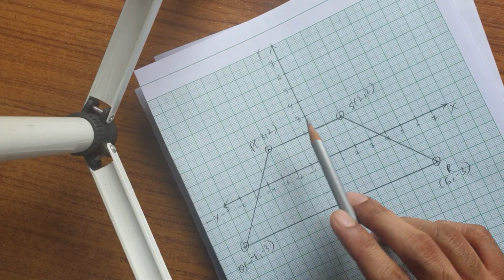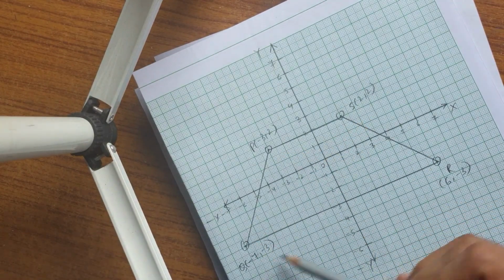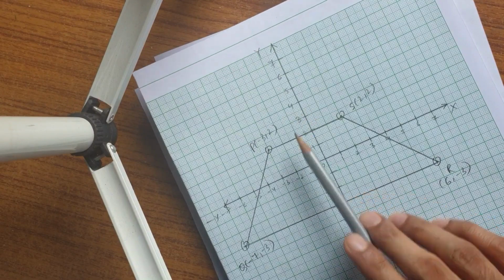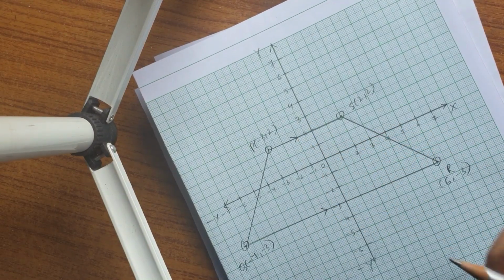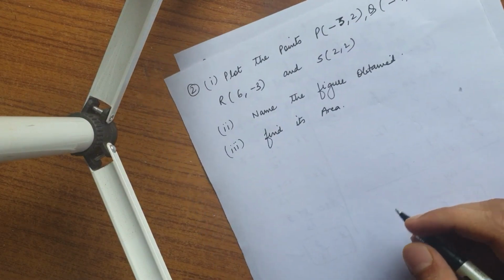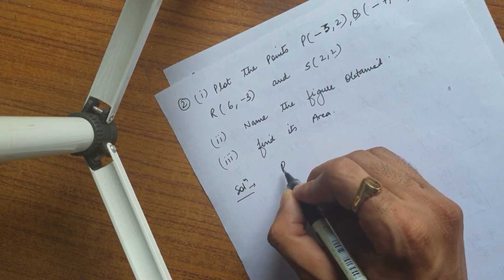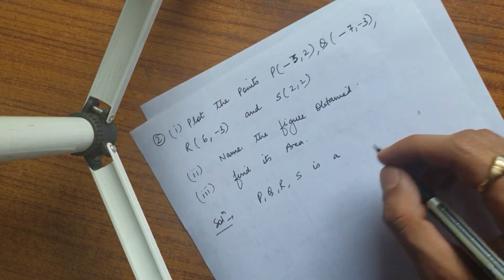Because in the trapezium, remember always that one pair of opposite sides are always parallel. So figure obtained is a trapezium. So we will write that in the solution: PQRS is a trapezium.